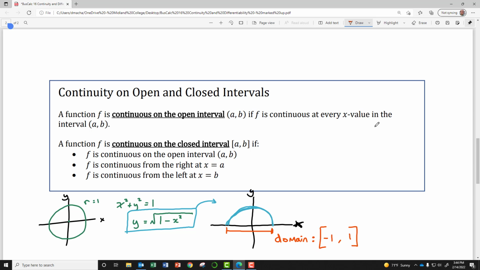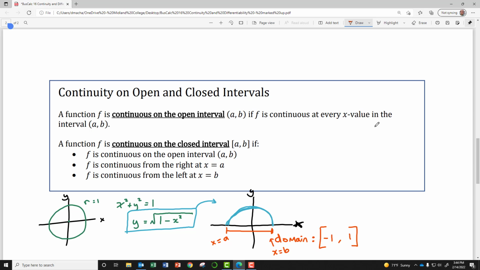And so we can ask the question, is this function in teal here continuous at every point between -1 and +1? And yeah, it looks like I could draw that without picking up my pen. Of course, you can draw a semicircle without picking up your pen. And then is it continuous on the right at this point x equals a, right here, my lower bound? And then is it continuous from the left at the point x equals b?